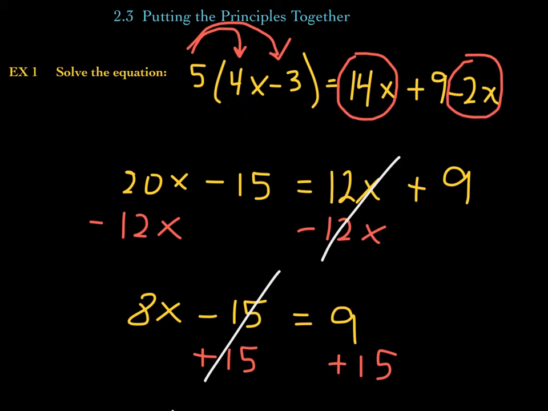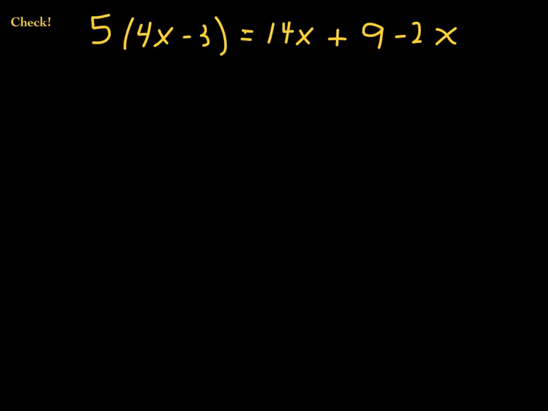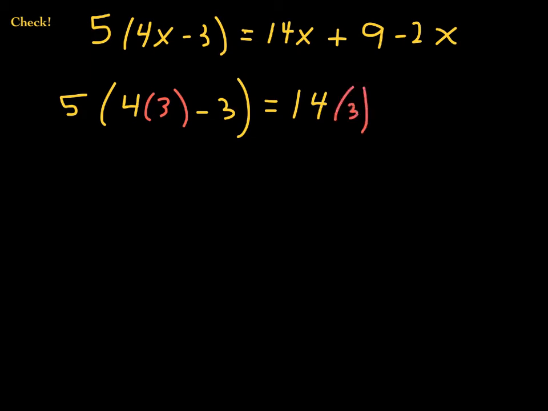Let me show you that now. Here's the original equation, you guys. And what I'm going to do now is plug in the number 3, which is our proposed solution, in for all of the variables. So it'll look like this. 5 times 4 times 3, then minus 3, is supposedly equal to 14 times 3 plus 9 minus 2 times 3.